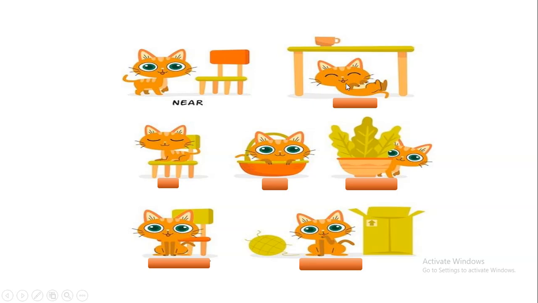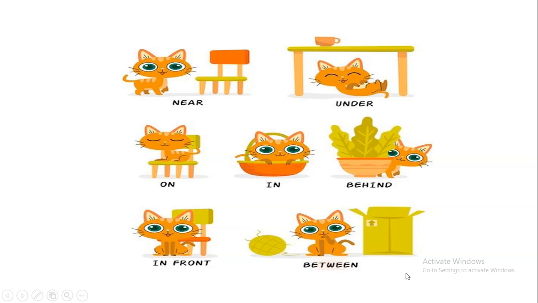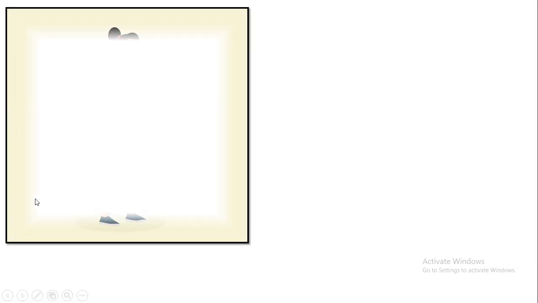The cat is under the table. The cat is on the chair. The cat is in the basket. The cat is behind the plant. The cat is in front of the chair. In the last picture, the cat is between the ball and the box. So, to describe position, you can use position words.